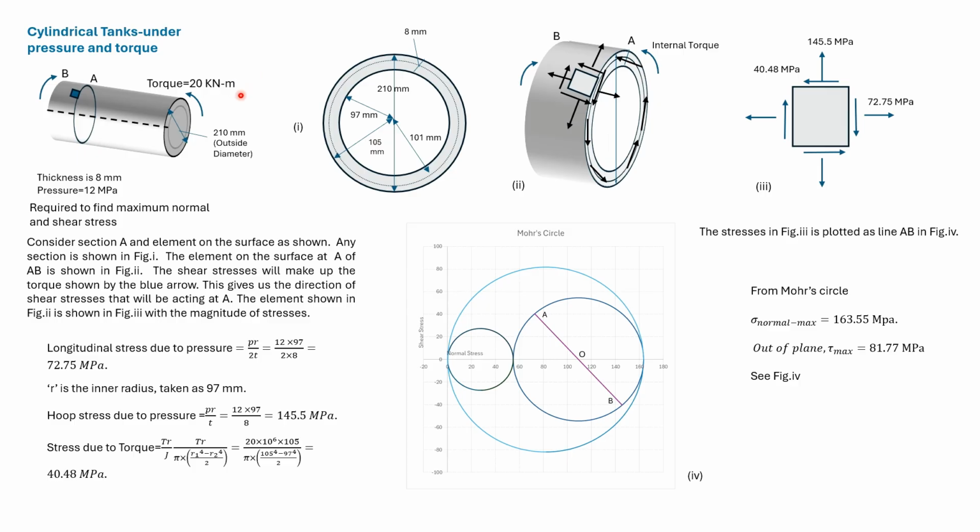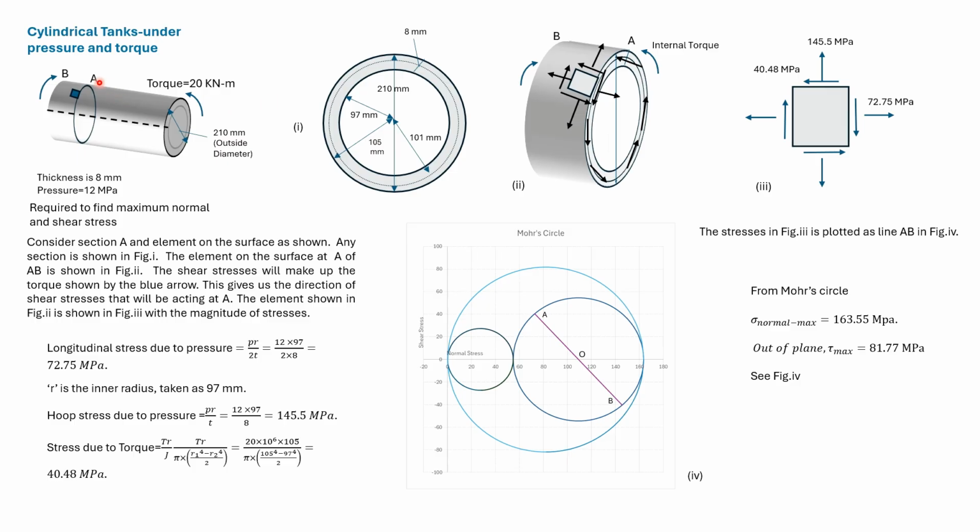Here we have a problem where a cylindrical tank has been subjected to both pressure and torque. Consider a section at A. We are required to find out the maximum normal stress and the maximum shear stress acting on this element. We are given the outside diameter, the thickness, and the pressure. We are also given the magnitude of the torque.